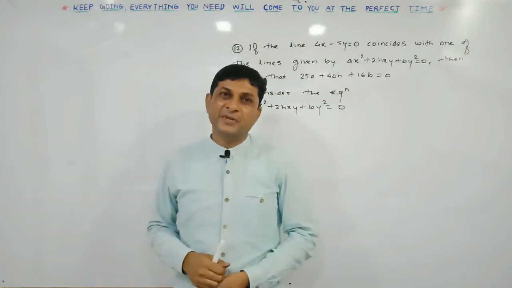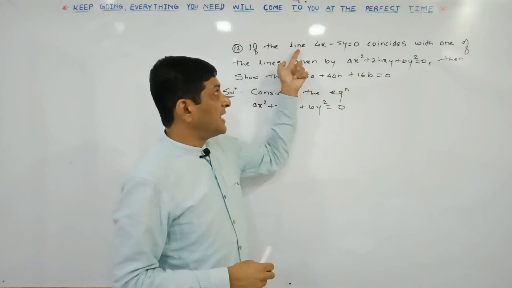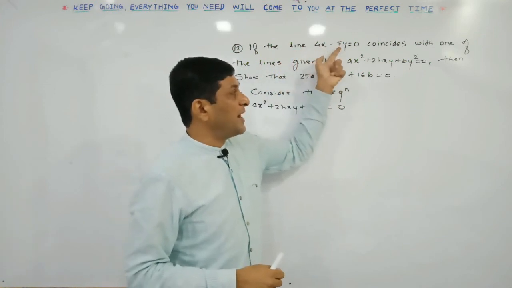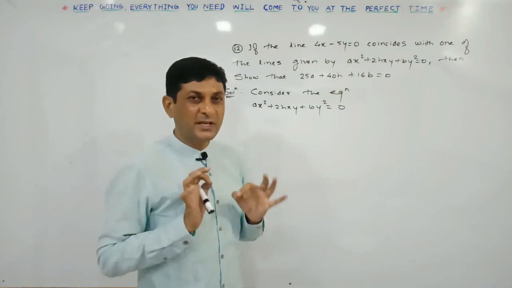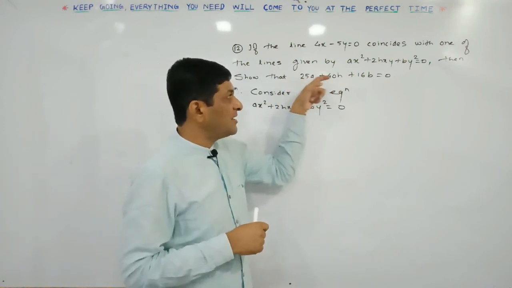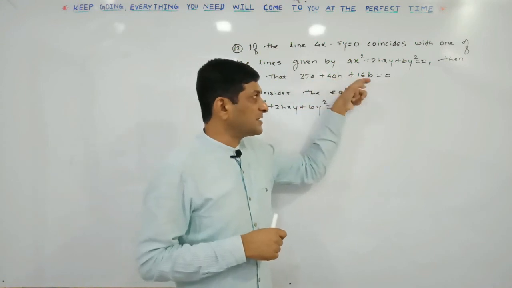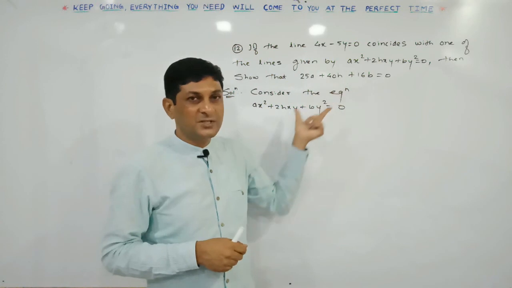Now see the example number 12. In this example, one of the lines 4x minus 5y coincides with the line represented by this homogeneous equation. Using this condition, we have to show that value of 25a plus 40h plus 16b will be equal to what? 0. Means one homogeneous equation is given to us.